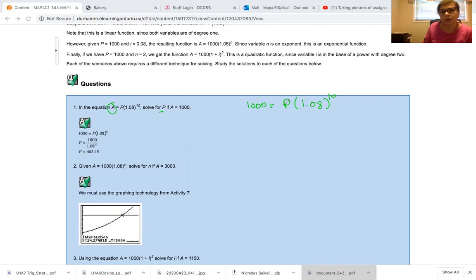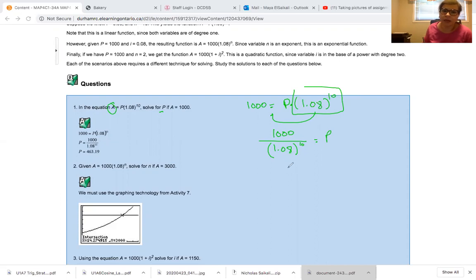Now, remember that when you have the bracket here, that means this is a multiplication. In order for you to isolate for P, always really want to isolate for that variable, you're going to have to do the opposite operation. And the opposite operation of multiplication is division. So what I have to do here is bring this whole thing to the other side as a division. So that's going to be 1,000 divided by 1.08 to the power of 10. And that would give me P.